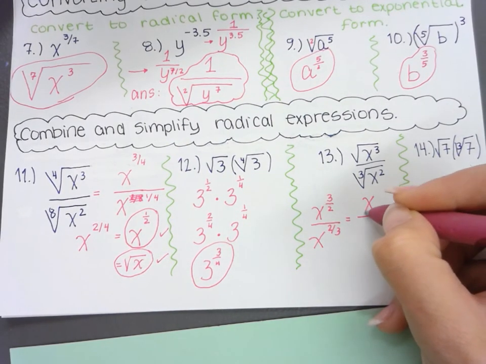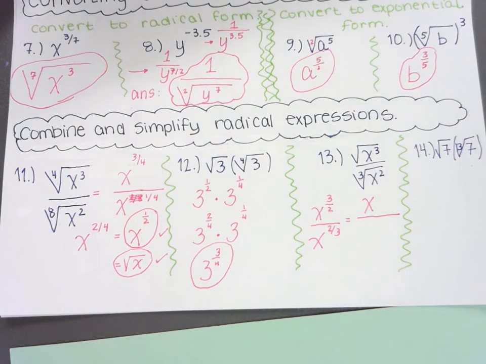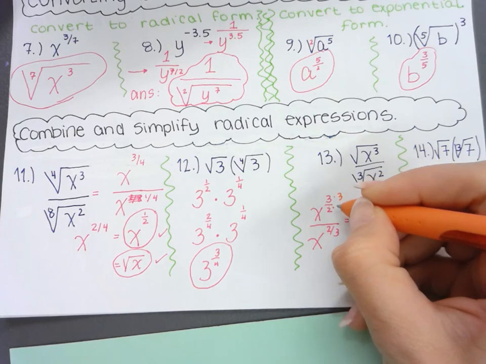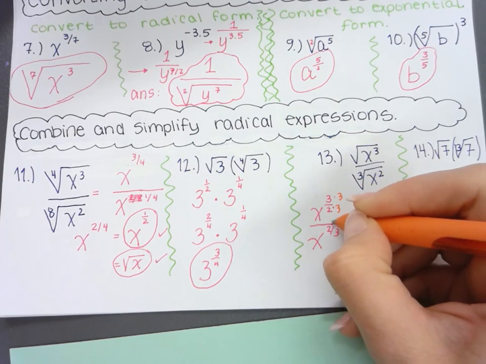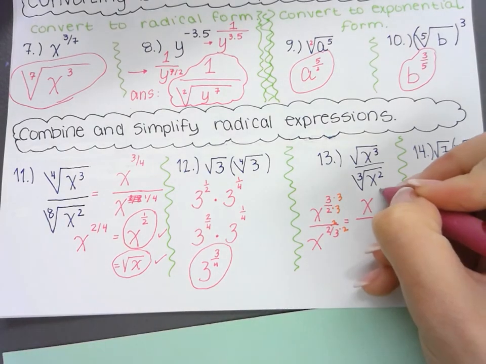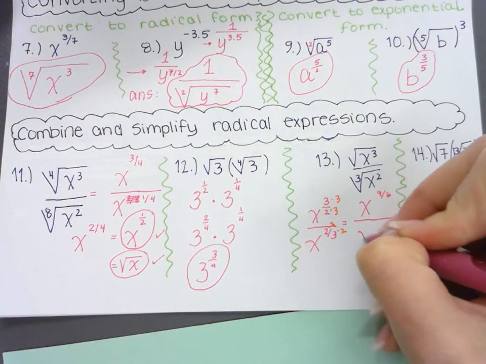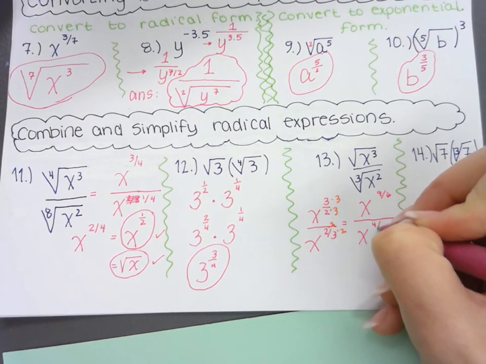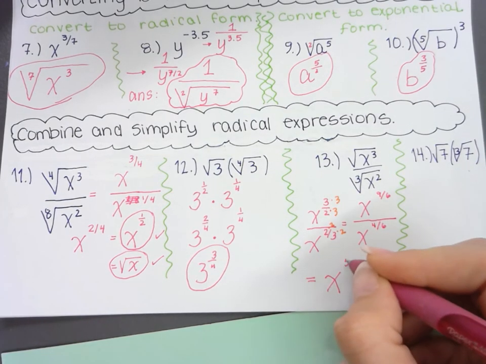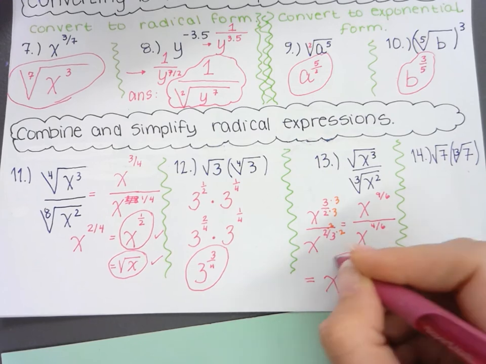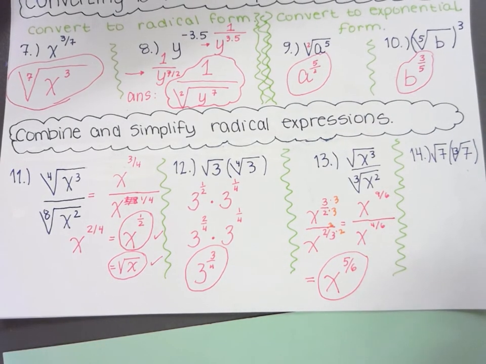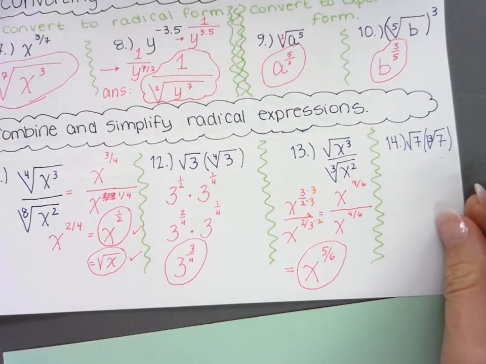This becomes x to the, what's my common denominator going to be? It's going to be 6. So times 3 times 3 times 2 and times 2. So I get x to the 9 over 6, x to the 4 over 6. That becomes x to the 5 over 6. That's all. Subtracted our exponents and we're done.